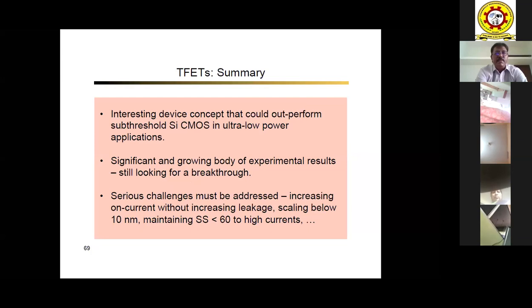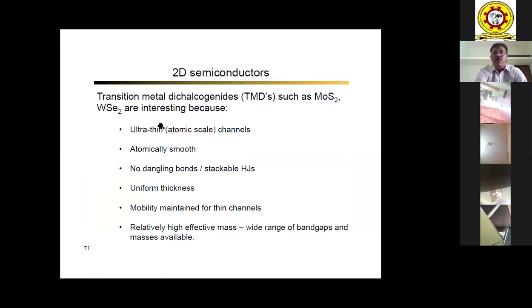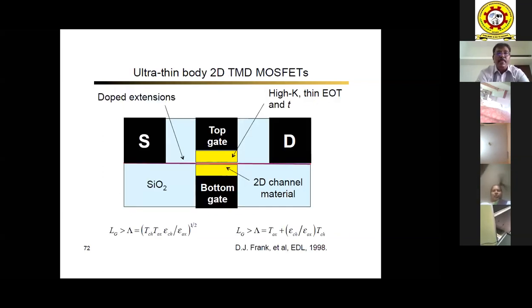Okay, then two-dimensional channels are another one. That is another promising candidate. Transition metal dichalcogenides, TMDs, in short we call it MoS2. MoS2 means molybdenum disulfide, and WSe2 is tungsten diselenide. These are the materials we use as 2D semiconductors. They are quite ultra thin in terms of atomic scale channels and atomically smooth as well. No dangling bonds, stackable heterojunctions, uniform thickness can be achieved, mobility maintained through thin channels. All those things, this is the general structure.